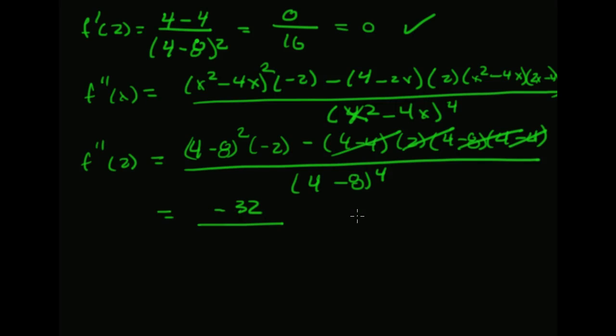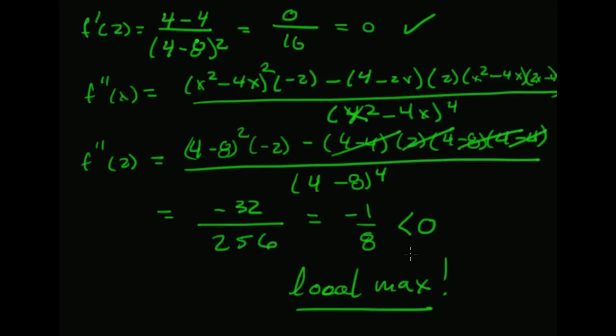4 minus 8 is negative 4 to the 4th, which is going to give me 256, which becomes negative 1/8, which is less than 0. If I am less than 0, this is a local maximum. All right, so there you have it. Let's move on to part C of this problem.